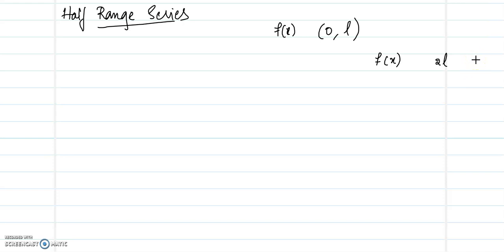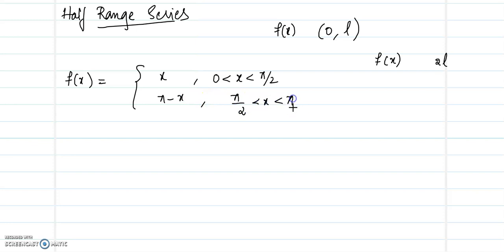Now let us see how to find the Fourier series for non-periodic functions. So you have a function f of x which is defined on the interval 0 to L and which is non-periodic. So let me consider an example of a function. It is x when 0 less than x less than pi by 2 and pi minus x when pi by 2 less than x less than pi.